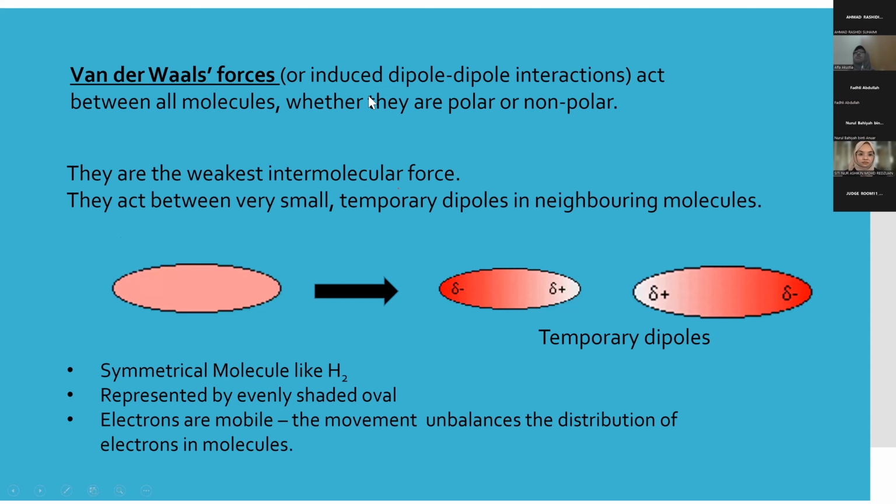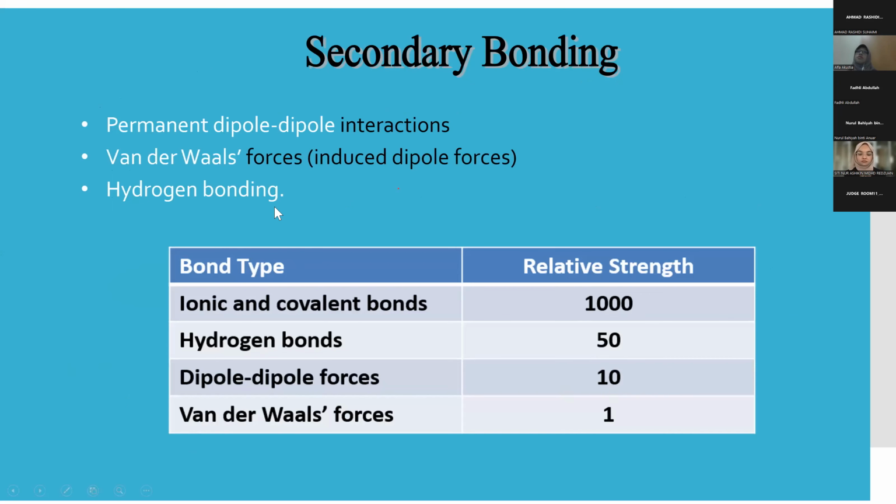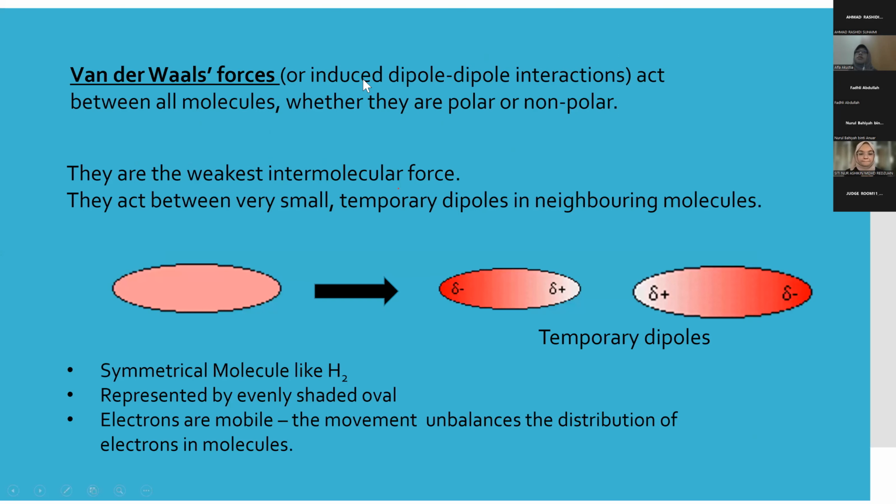And the second, van der Waals force. Van der Waals force is the weakest bonding, because the relative strength is 1. You can see the last table: van der Waals is only 1. Why? Because it happens in neutral molecules, like hydrogen. Hydrogen does not have a dipole. It's not similar to the polar molecule, which has a negative partial charge and a positive partial charge.